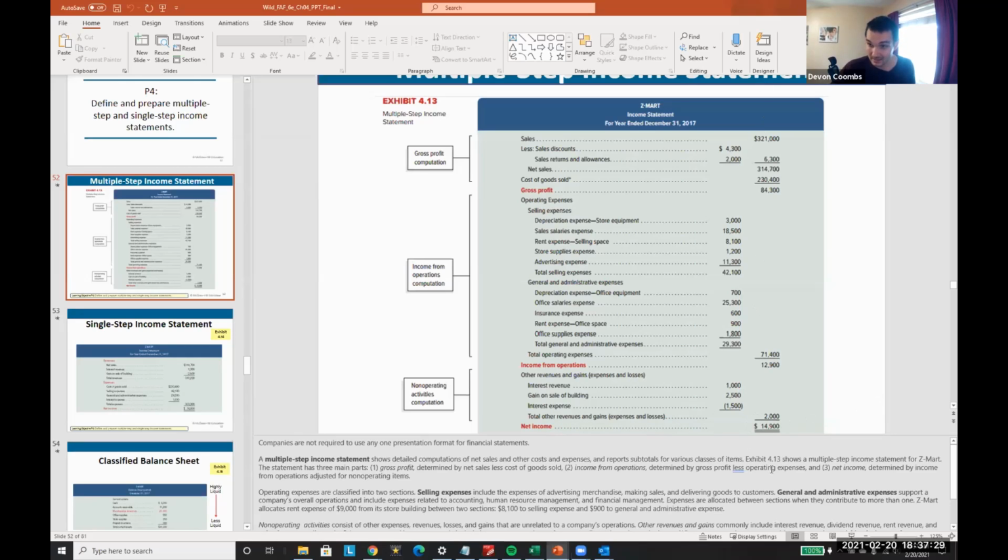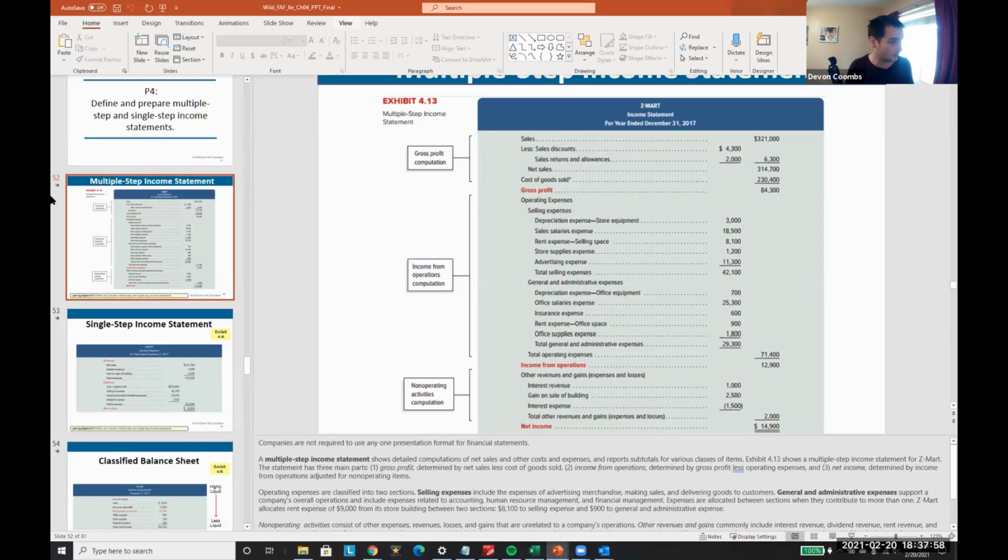So this is a multi-step. This is generally what you'd see for a large company. So make sure you understand, if I ask you how to do a multi-step financial statement, you'd need to tell me gross sales, net sales, gross profit, operating income, non-operating income, and net income. Those are the 6 things you need to be able to calculate.